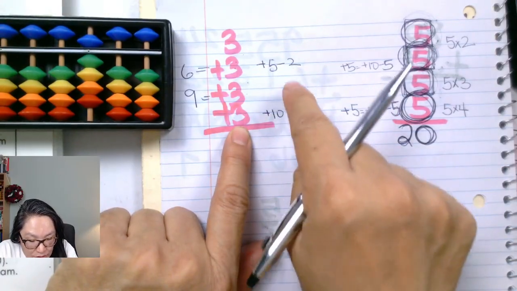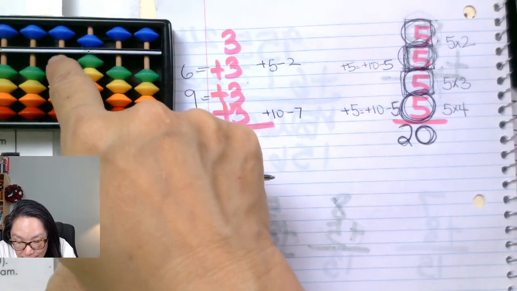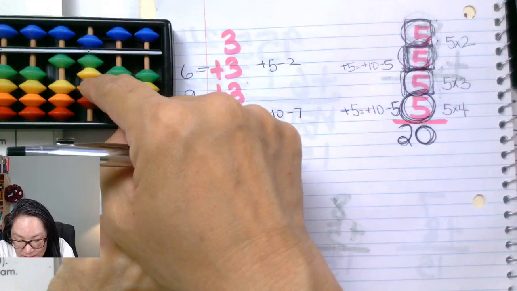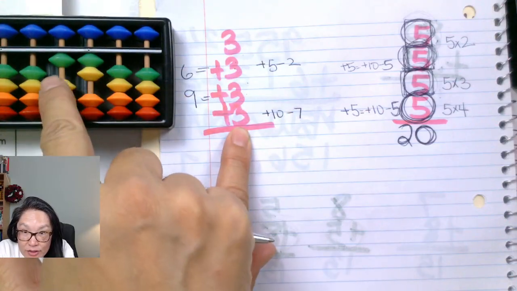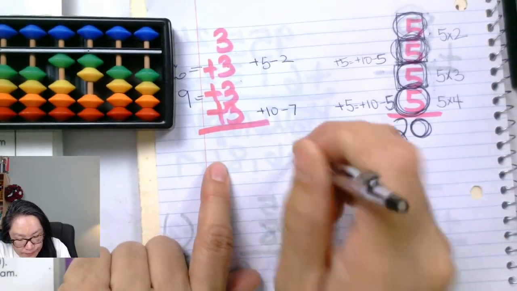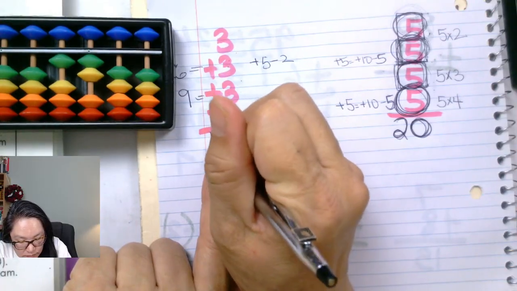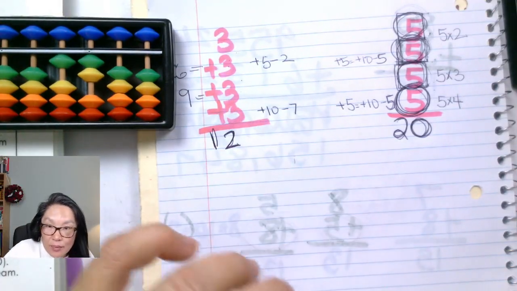So again, these are formulas that we need to memorize. So we go to plus the 10 and then minus the 7. I'm going to take away the 7. My final answer is 12. So here I will write 12. Does that make sense, Copper?